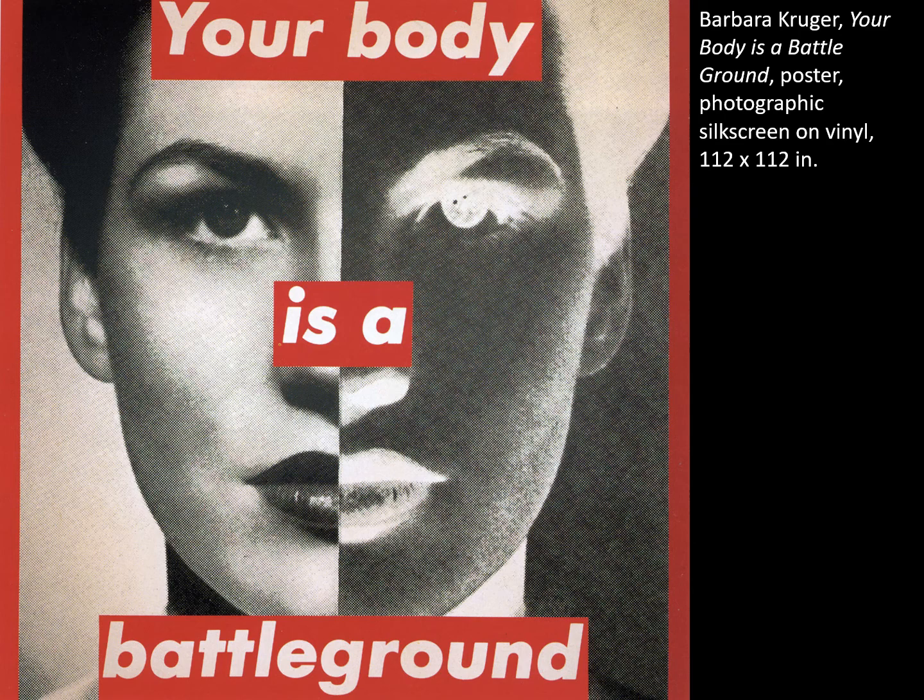Then Kruger takes the text and runs it right down the center so that your eyes kind of beat against her face, emphasizing this idea that her body is a battleground. And that phrase is meant to link to the feminist call to arms, the personal is political. This is the idea that women's private lives are part of a political discourse because of the way that the government tries to regulate reproductive health, among other things.